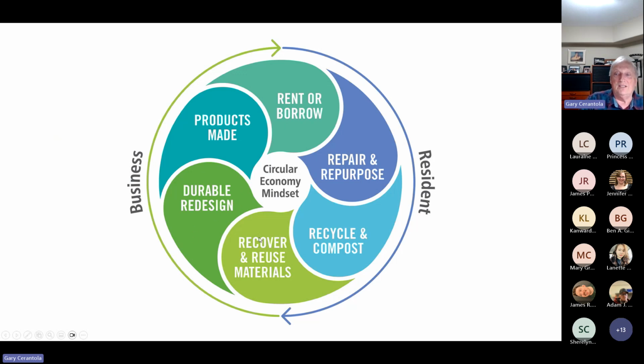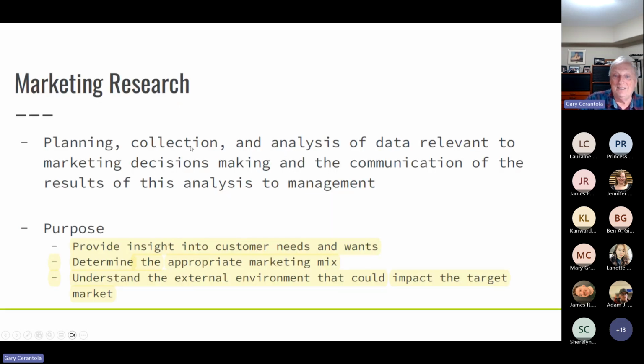So that you can make your products much more robust going into the next cycle of your offerings. And then you need to support this by good marketing research. So what's the purpose of research? Provide insights into customer needs and wants, and let's say, pains and gains, and determine the appropriate marketing mix. So, we talked about the 8Ps, so how are you going to do that? And then understand the external environment that can impact the target market, right?